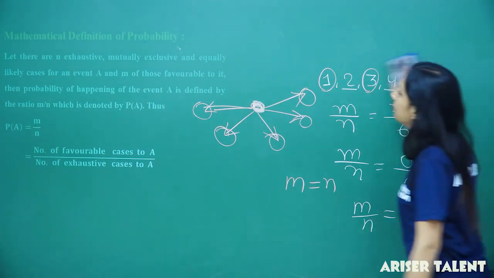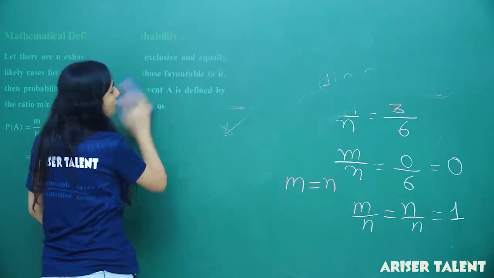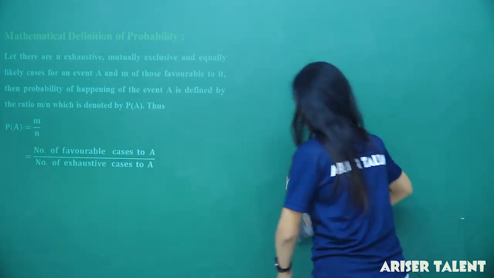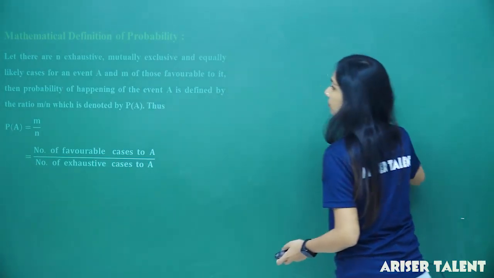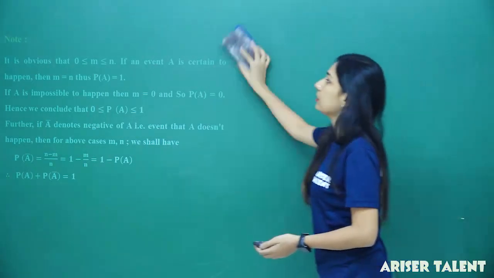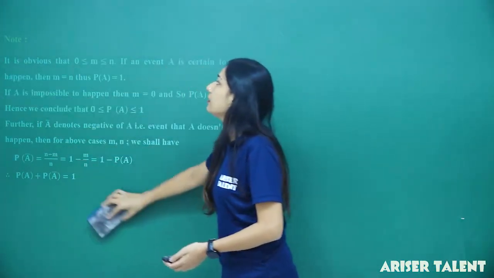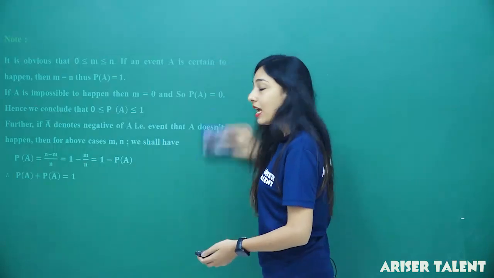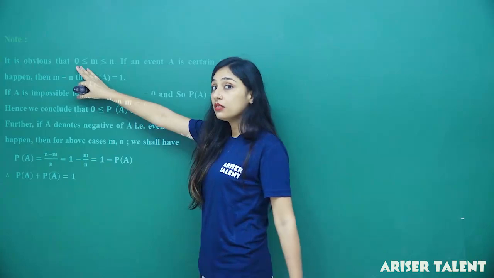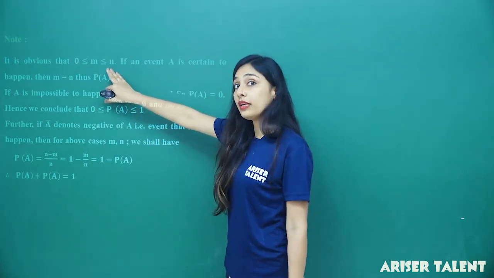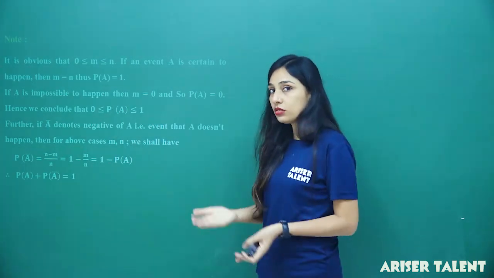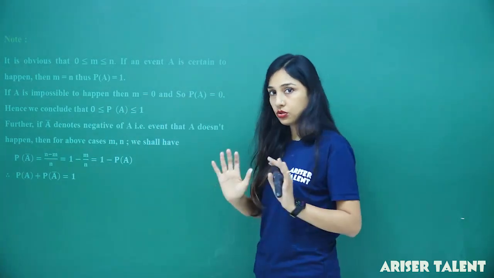Okay. Now note it. Okay, noted. So what we have understood, we will just note it. Here it is obvious that the value of M will be equal to or more than 0, but less than or equal to N. Okay. So M by N values lie between 0 and 1, it's obvious.